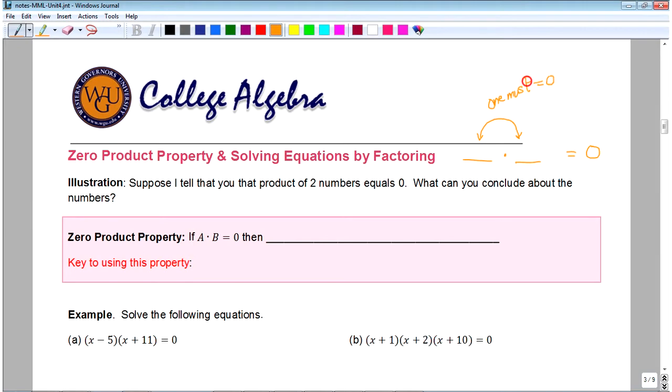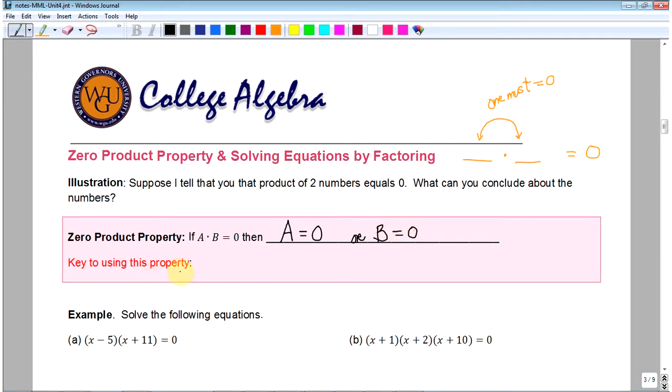Because 0 is the only number that when we multiply it times another number will give us 0 for an answer. This idea is exactly the zero product property. So if we have two quantities, A times B, and this product is equal to 0, then that means whatever quantity A is, it must equal 0, or whatever quantity B is must equal 0.